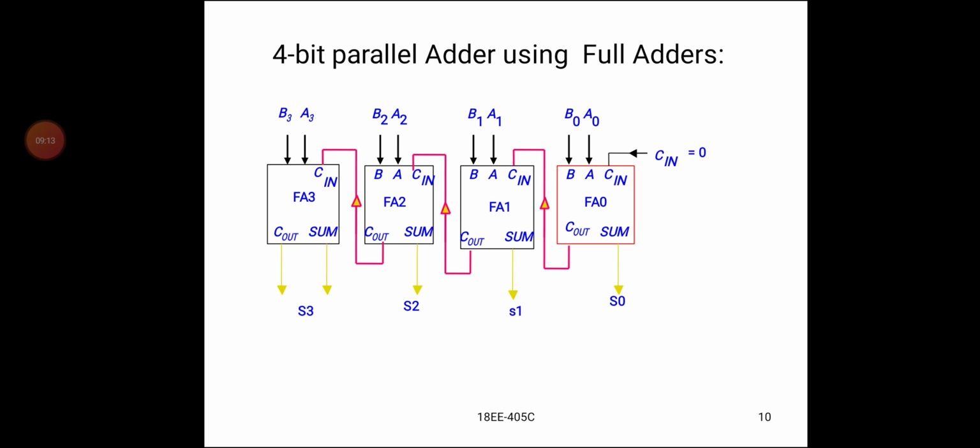The C out is again connected to the C in of the next full adder, that is FA3. So here A3, B3 and C in of this full adder FA3 generate output sum S3 and carry C out.